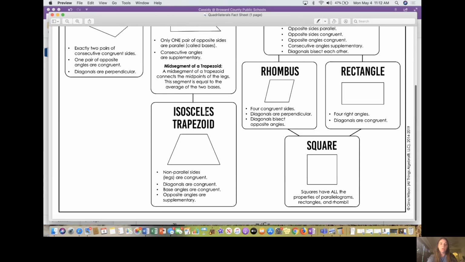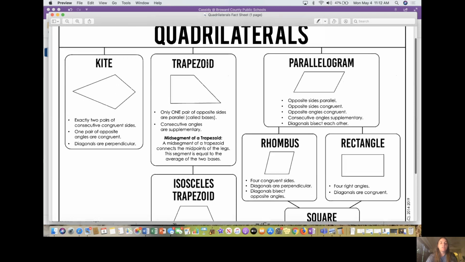Same thing with the left side. So we go from quadrilaterals to trapezoid. So there's all these rules from the trapezoid. Only one pair of opposite sides are parallel, called bases. Consecutive angles are supplementary. When it's talking about consecutive angles, just to be clear, it's talking about like here and here. So this angle is supplementary to this one, and this angle is supplementary to this angle.